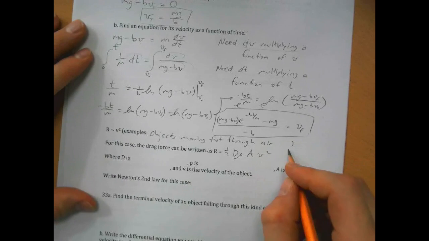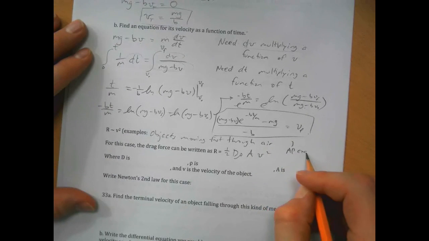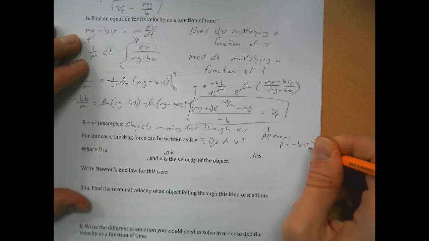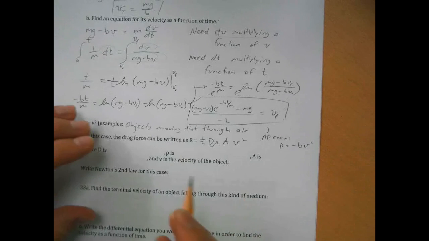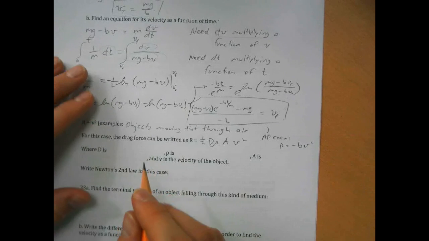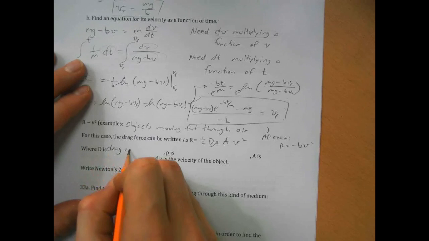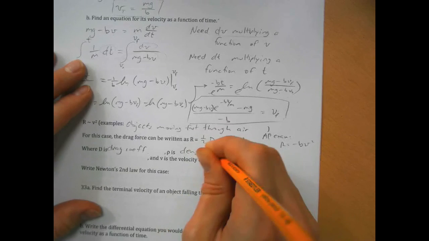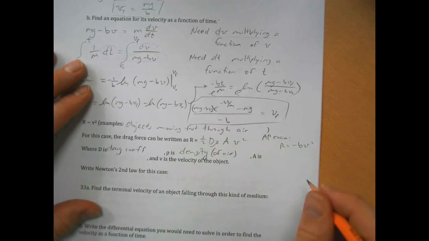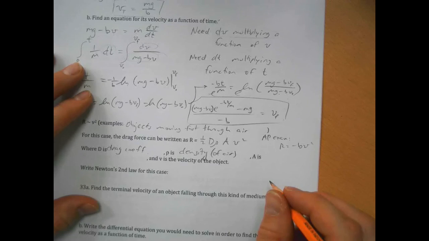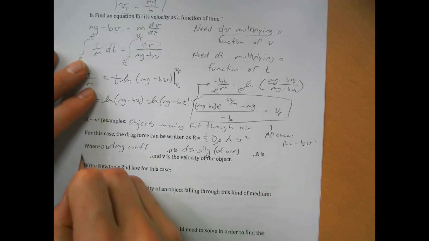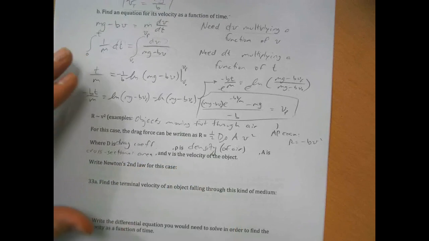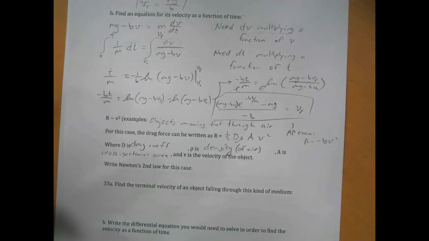Just so you know, if you do this on a test or an AP exam or whatever, it'll just say something like the resistance is minus something times v squared. That's all it'll give you. Okay, so D is something called the drag coefficient. Rho is the density of the air, not the object. A is the cross-sectional area, meaning what area is hitting the air, and V is the velocity of the object.